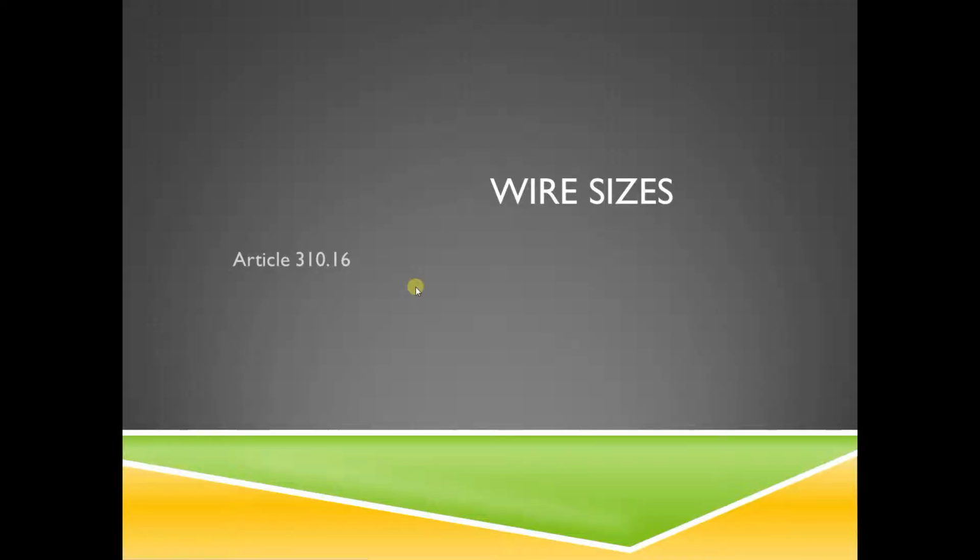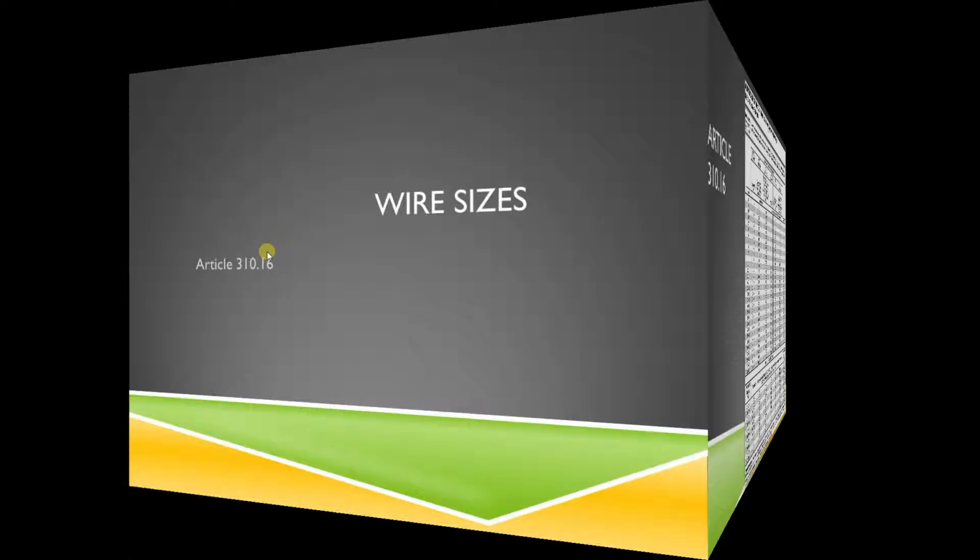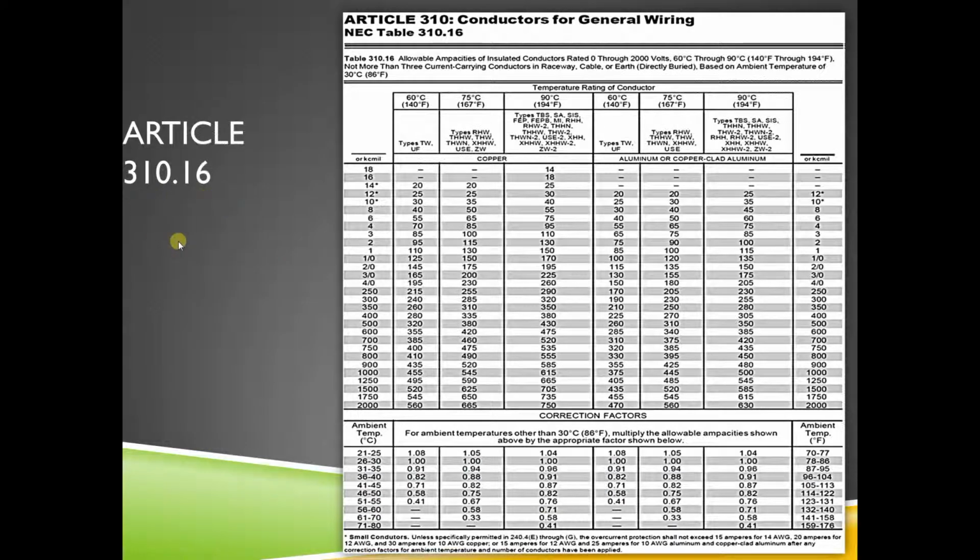The part of the NEC, or the National Electrical Code, that sets the rated ampacity for different conductors is located in Article 310.16 of the National Electrical Code. So let's take a look at that. This here is a chart of Article 310.16.